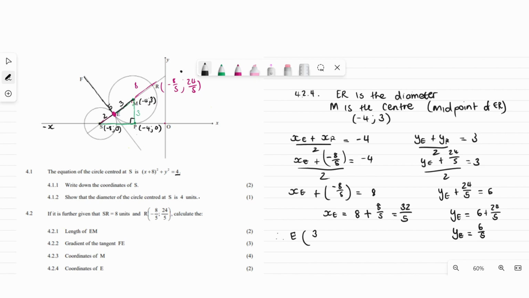Making the coordinates of E to be 32 divided by 5, negative 32. Here it's negative, so here it's going to be negative. Remember this 8 was negative, I made a mistake, so this is going to be negative 32 divided by 5, and here it's going to be 6 divided by 5. So this will be your final answer.